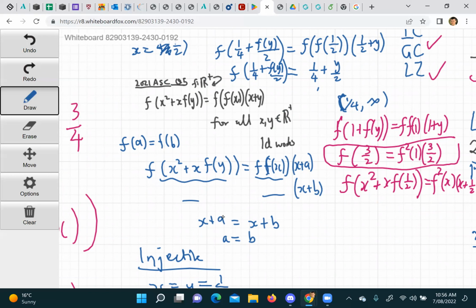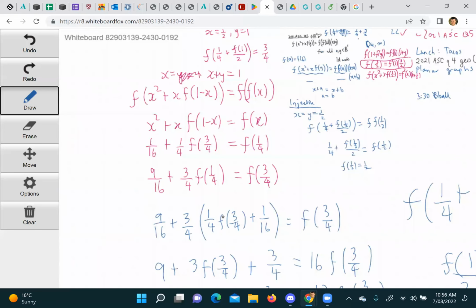If it's injective and you prove it holds for rationals, then you can prove it holds for reals. Wait, no. You mean continuous? Wait, how does that work? How do you do continuous? Oh yeah, you're right. But it's continuous because it's surjective, right? Not necessarily. No, not necessarily.